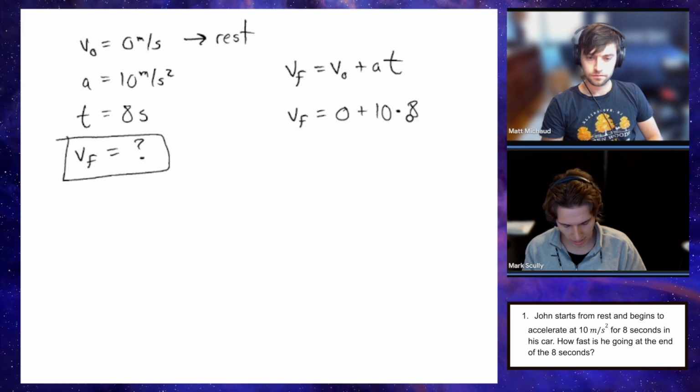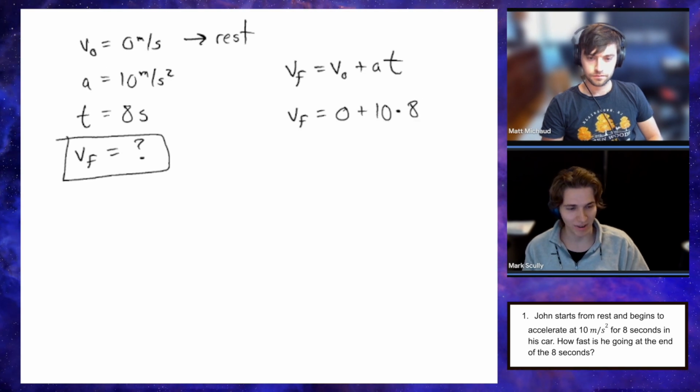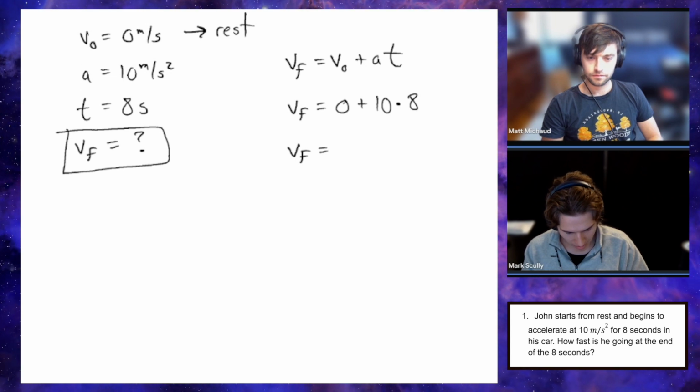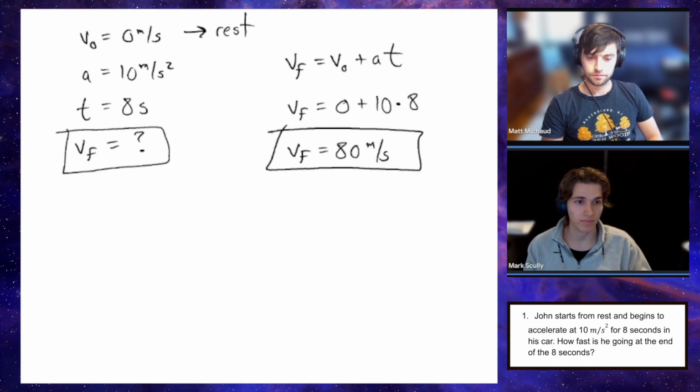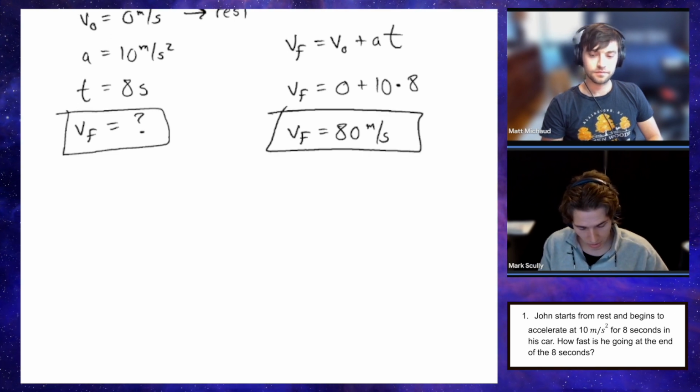10 times 8 is 80. So we have our final answer. Final velocity equals 80 meters per second. Boom, easy. Let's go on to number 2.